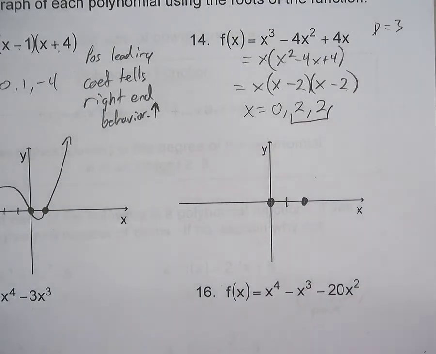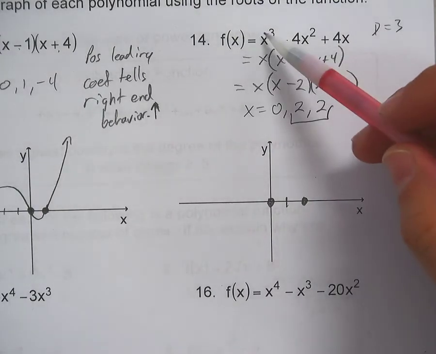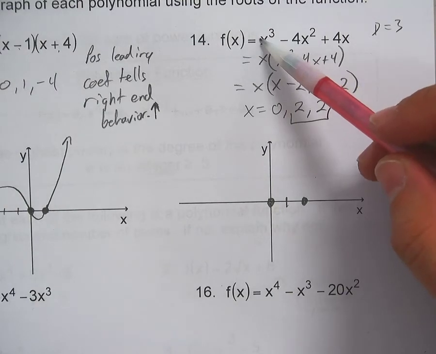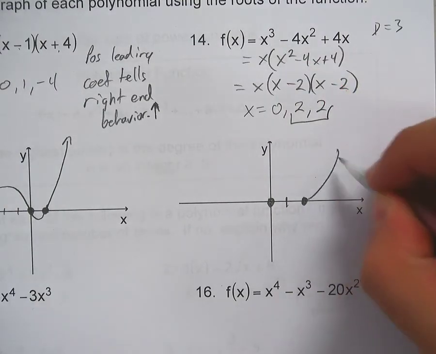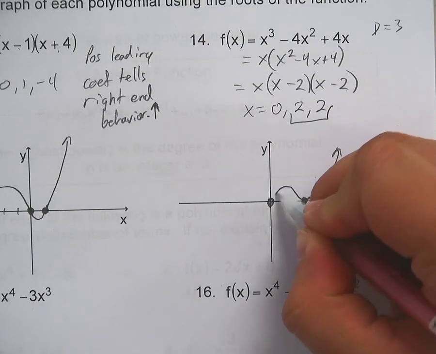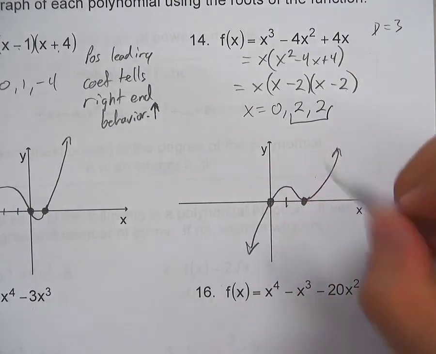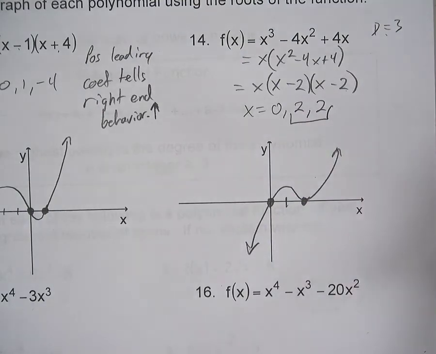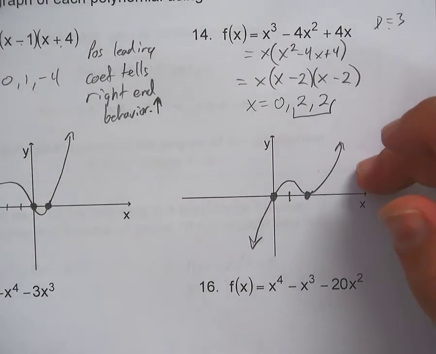The question is, what do you do? I look at the leading coefficient. Here it's a positive 1. That means the right side must go up. So I'm going to bounce and cross. It's a third degree, so you know the ends are going opposite ways. Right?